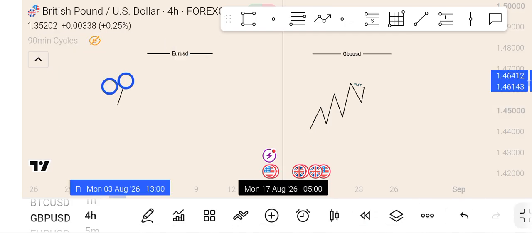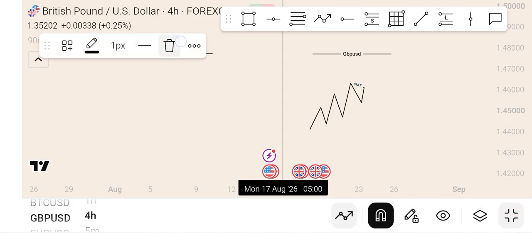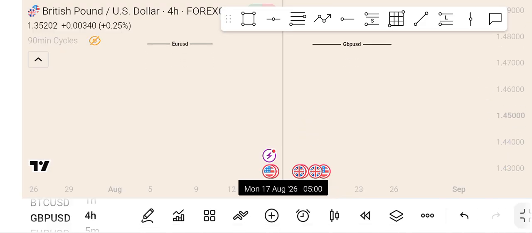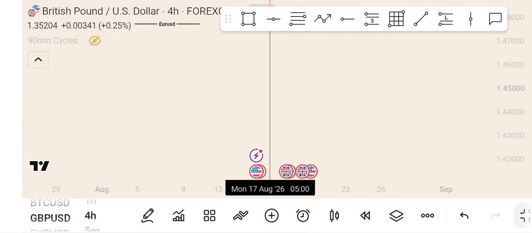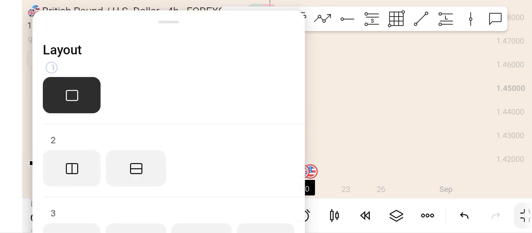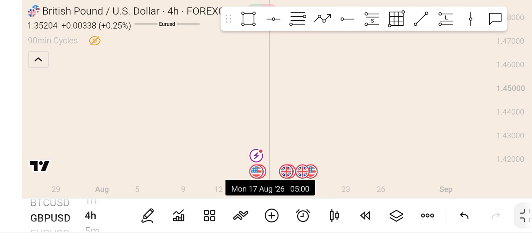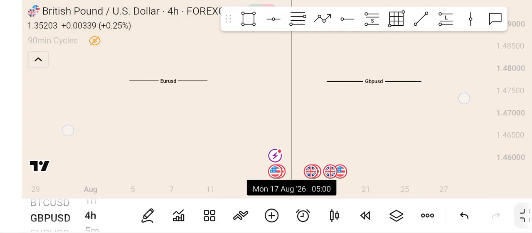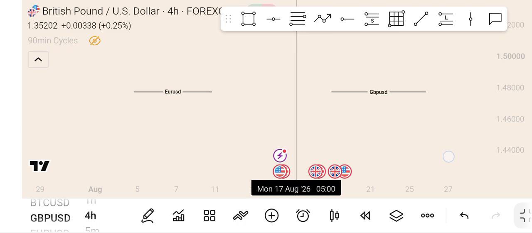Now let me make this better. My TradingView is not actually premium. If it were, I would have shared windows, like a layout setup, so I can look at two correlated assets at the same time. But I'm not using premium right now. My premium has expired. So this is what happens.